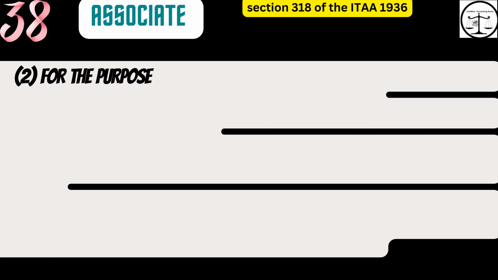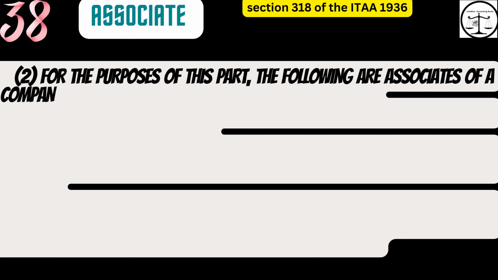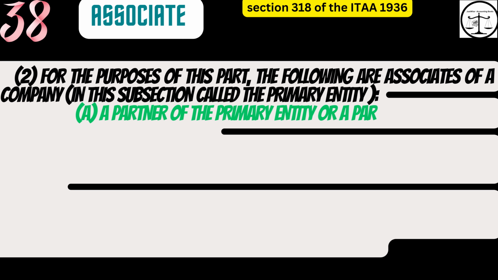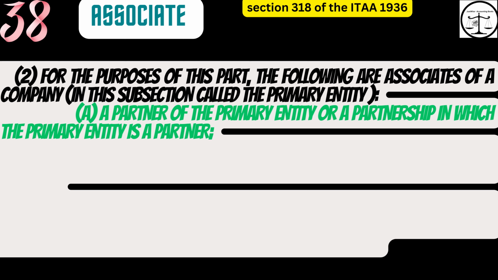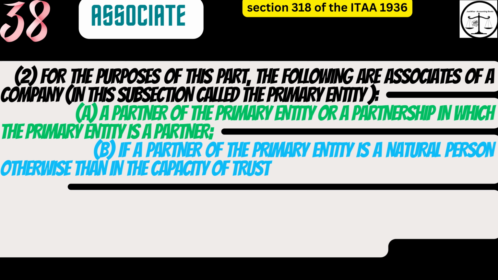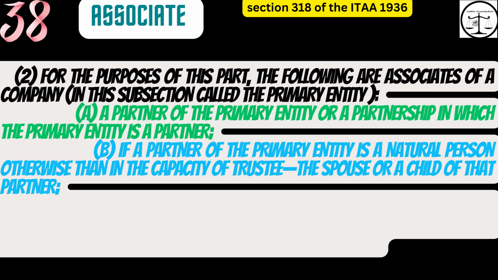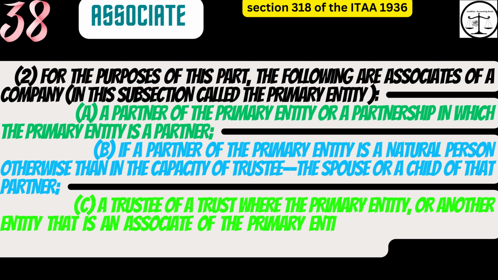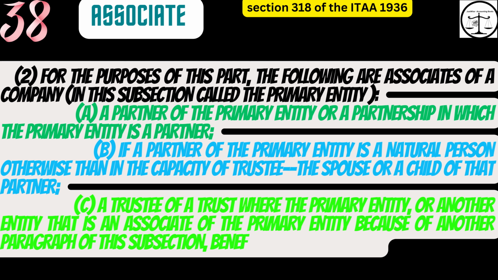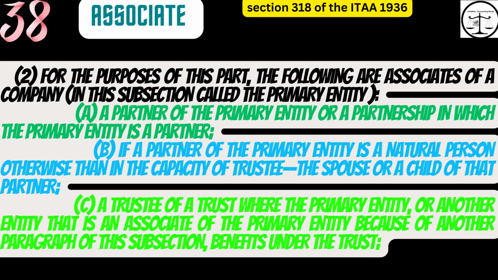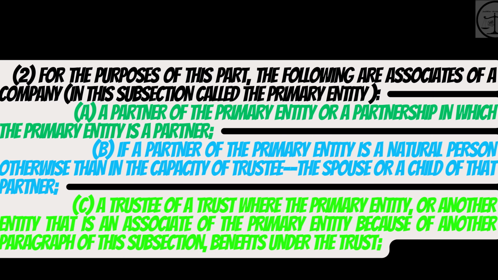2. For the purposes of this part, the following are associates of a company, in this subsection called the primary entity. A. A partner of the primary entity or a partnership in which the primary entity is a partner. B. If a partner of the primary entity is a natural person otherwise than in the capacity of trustee, the spouse or a child of that partner. C. A trustee of a trust where the primary entity, or another entity that is an associate of the primary entity because of another paragraph of this subsection, benefits under the trust.